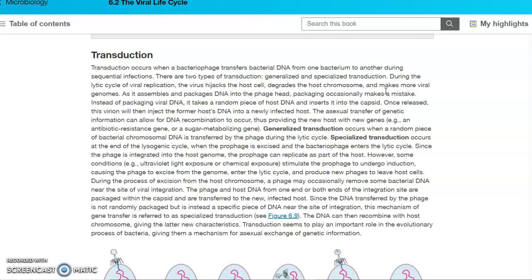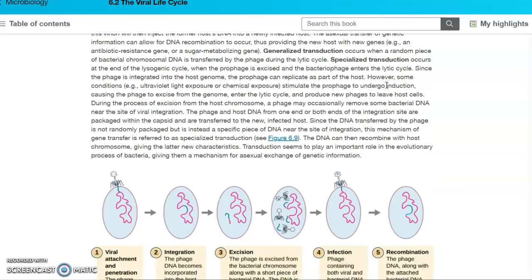Occasionally, during the viral life cycle, we can have something that occurs called transduction. Transduction is when the bacteriophage, the virus, transfers bacterial DNA from one bacterium to another during sequential infections. We have two types of this, generalized and specialized. Generalized is when a random piece of bacterial DNA is transferred by the phage during the lytic cycle, and specialized transduction occurs at the end of the lysogenic cycle as the phage is entering into the lytic cycle.